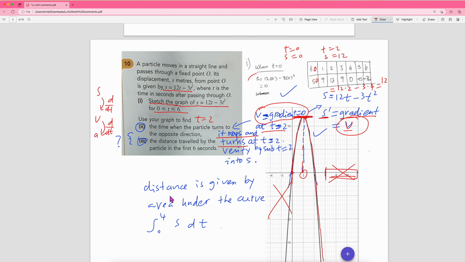So you need to draw. So t equals 0, then t equals 2, then after that t equals 6. Why not t equals 4 then? Why do you jump from t equals 2 to t equals 6? Because we know it turns the opposite direction at t equals 2. Then why don't you care about t equals 3? Why don't you care about t equals 4?